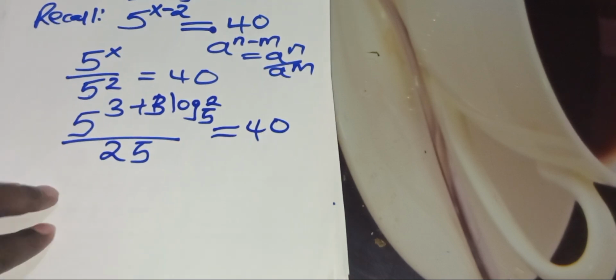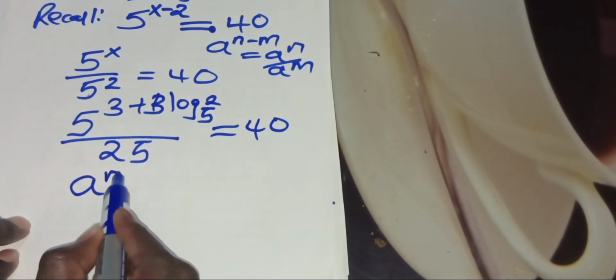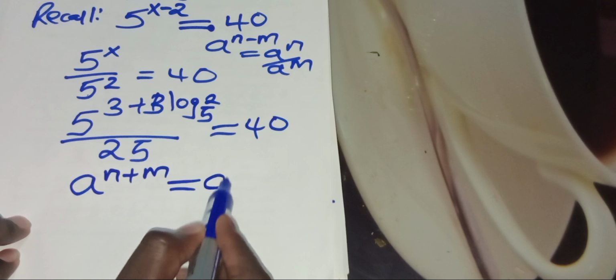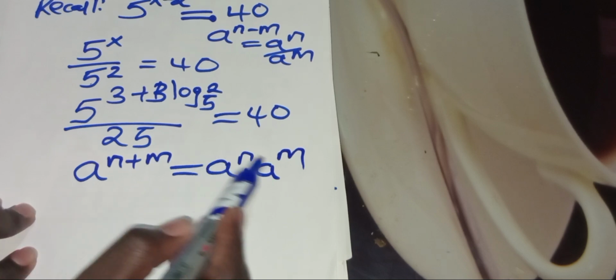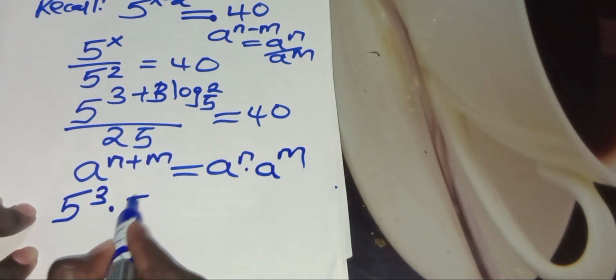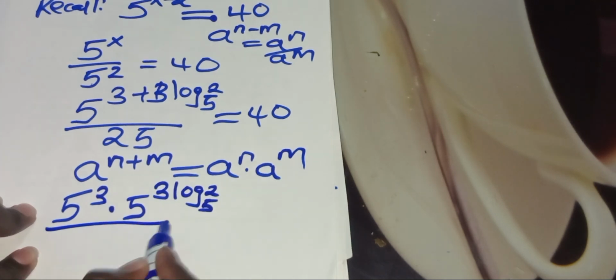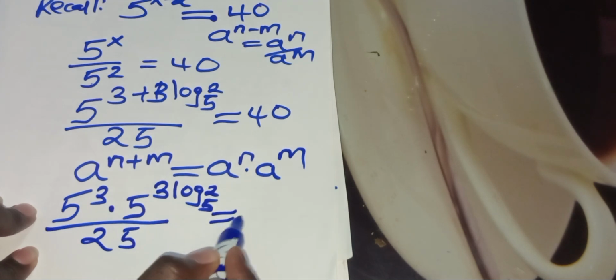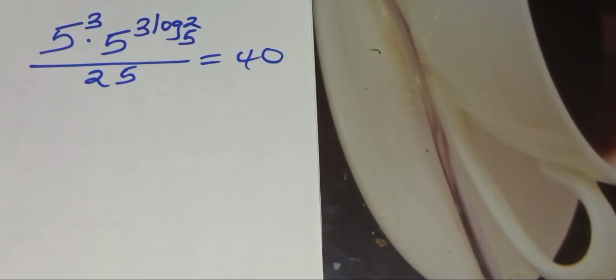Now from what we have here, we find that 5 to power 3 plus 3 log 2 to base 5, this is in the form of a to power n plus m, which we can express as a to power n multiplied by a to power m. All right, so let's apply this indices property so that we'll have 5 to power 3 multiplied by 5 to power 3 log 2 to base 5 divided by 25. This is supposed to give us a value of 40. All right, so let's proceed. We have 5 to power 3 multiplied by 5 to power 3 log 2 to base 5 divided by 25. This is equal to 40.